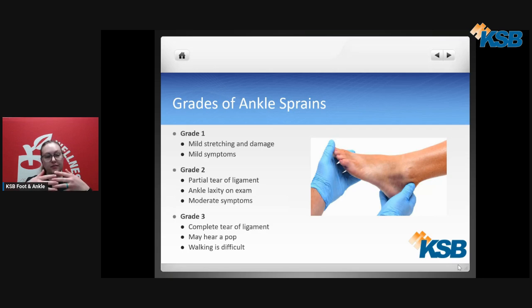And grade three, instead of that partial tear, we can have a complete rupture of those ligaments. A lot of times patients will complain of hearing a pop, and this will unfortunately make it difficult to walk and be a little bit more painful.